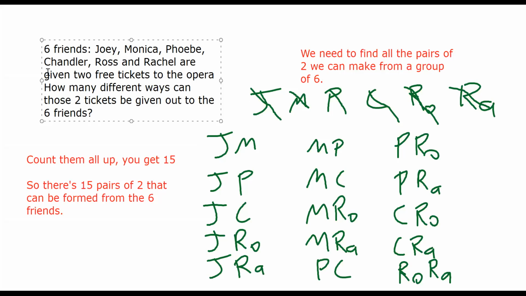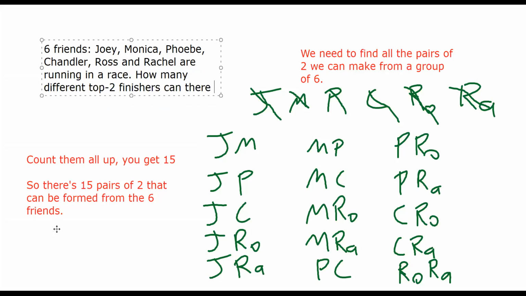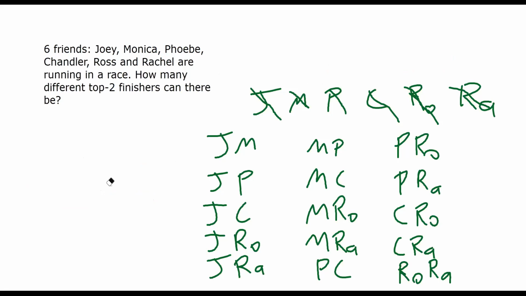What if these 6 friends are running in a race? How many different top 2 finishers can there be? So instead of it not mattering who we're calling the first ticket and the second ticket to the opera, now we're running a race, and now there's first place and there's second place. So earlier we found all the pairs of 2 we can make out of a group of 6. We're doing the same thing, except we're adding one extra thing to it. Once you have a pair of 2, they can cross the finish line in 2 different ways. One can finish before the other.